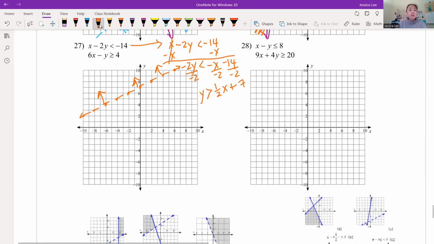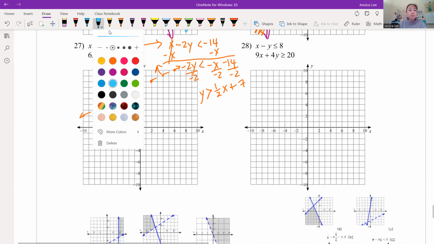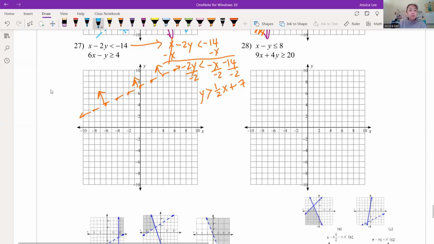And then we're going to do the second inequality, so we'll make that blue. I'm going to write it over here. So 6x minus y is greater than or equal to 4. Subtract 6x on both sides. That's minus y is greater than or equal to -6x plus 4.